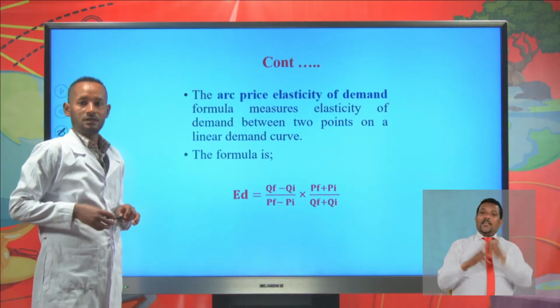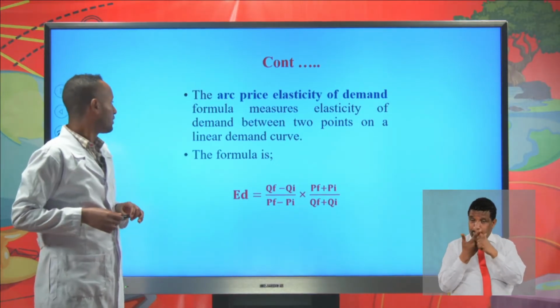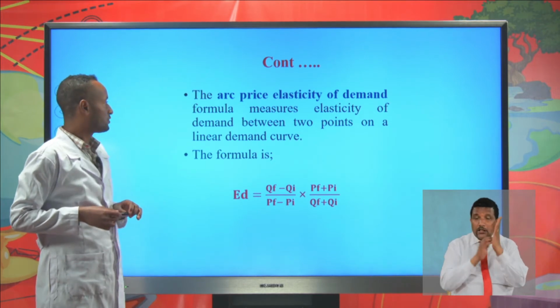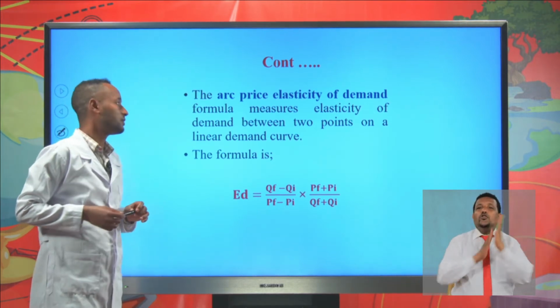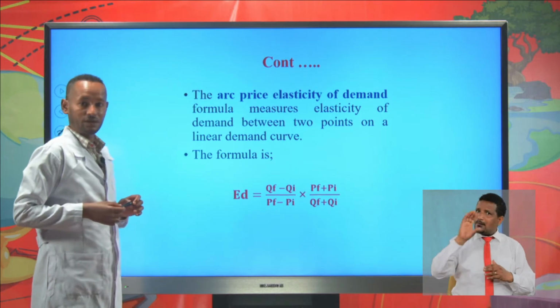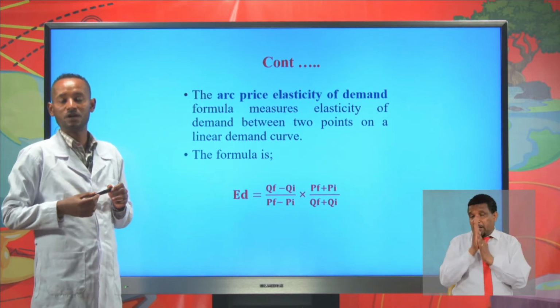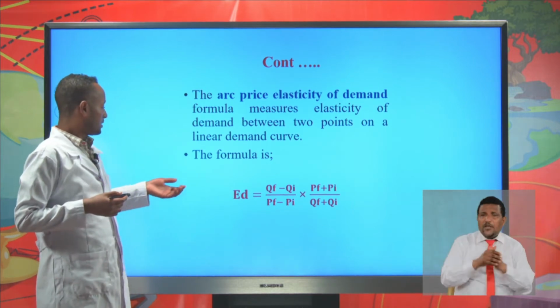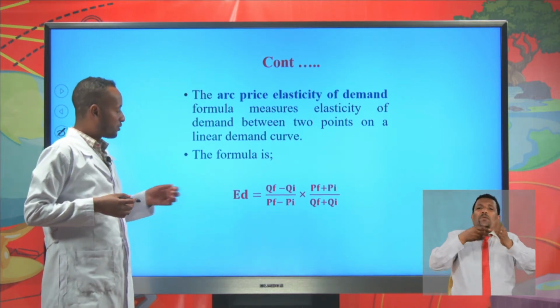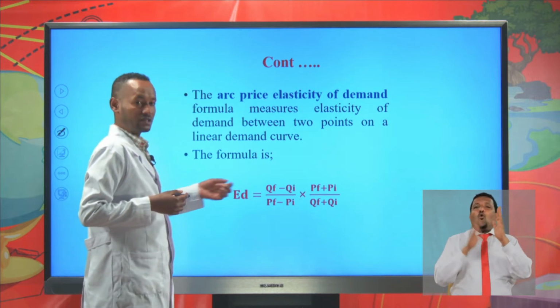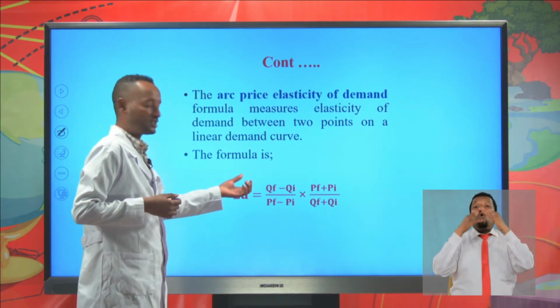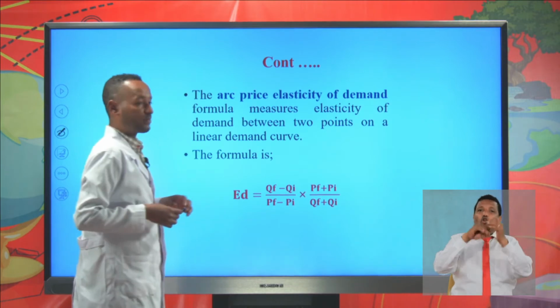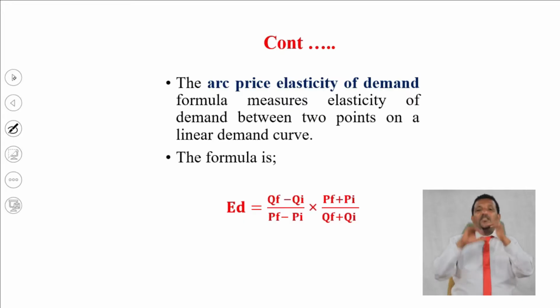The second method of calculating the price elasticity of demand is the arc price elasticity of demand. It is used to measure price elasticity of demand between 2 points on a linear demand curve, and the formula is: price elasticity of demand equals the quantity final minus the quantity initial, which is the change in quantity, divided by the price final minus price initial, which is the change in price, multiplied by price final plus price initial, divided by quantity final plus quantity initial.